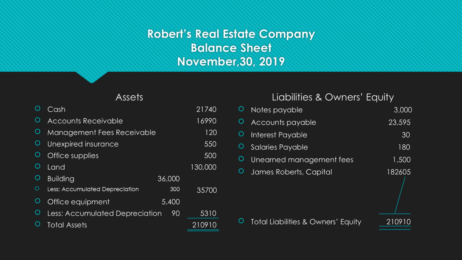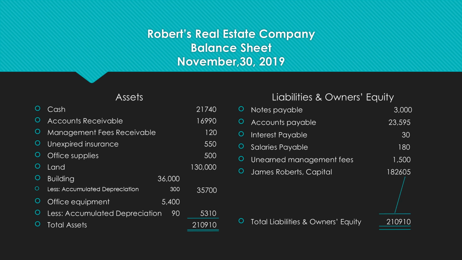Now finally we are preparing the balance sheet. Here is the Roberts Real Estate Company balance sheet, November 30, 2019. On the debit side we have mentioned all the assets of Roberts Real Estate Company, and on the credit side liabilities and owner's equity, because the total of assets is equal to the total of liabilities and owner's equity. We have taken all assets from the adjusted trial balance as they are: cash 21,740, accounts receivable 16,990, management fees receivable 120, unexpired insurance 550, office supplies 500, land 130,000, building 36,000.